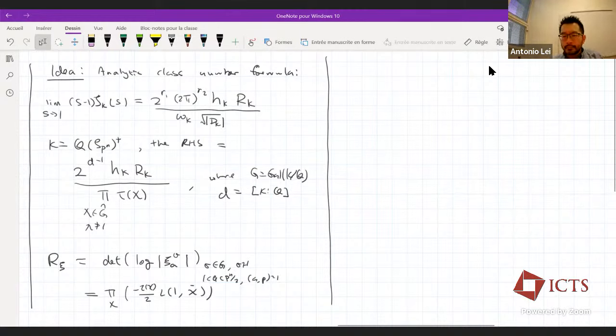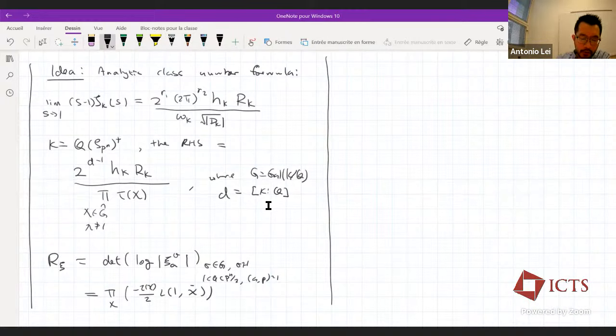Yeah. So okay, now you compare the two sides, and then you realize that the group generated by these elements should have a finite index, and the index is precisely given by the class number. So this is kind of the idea.